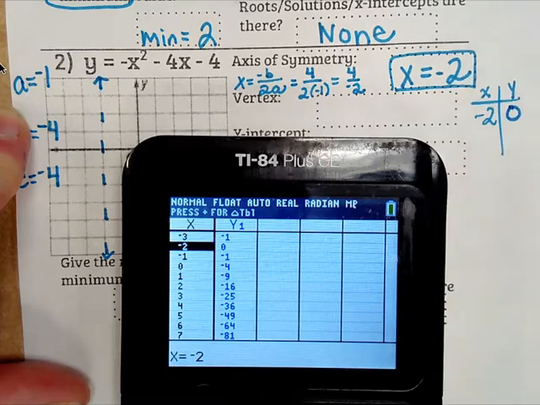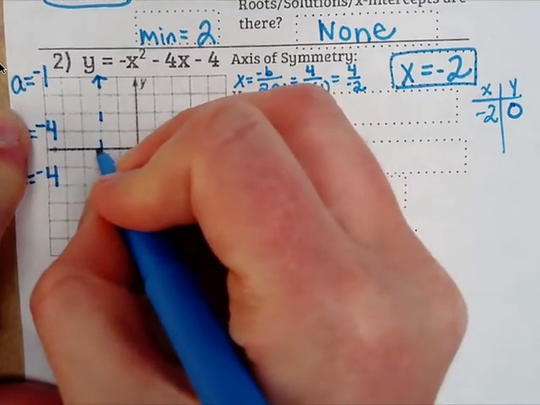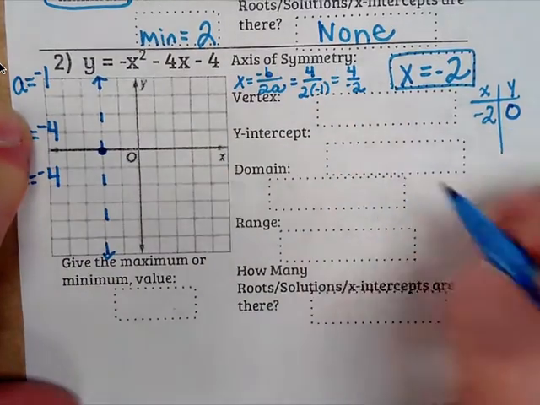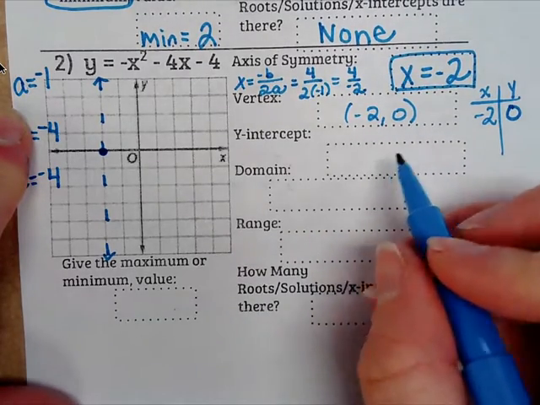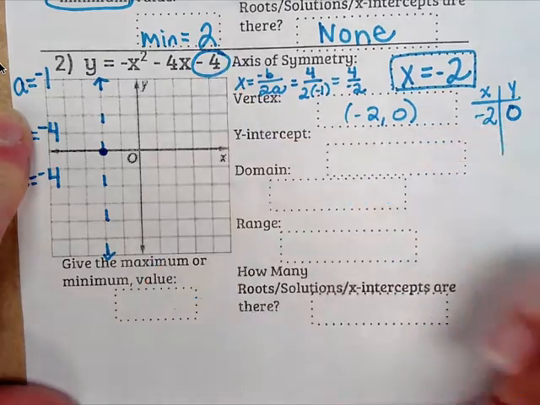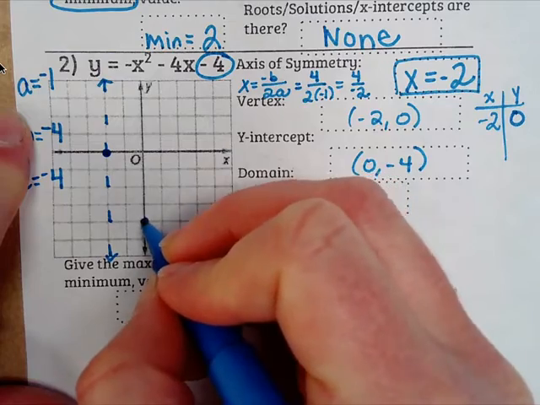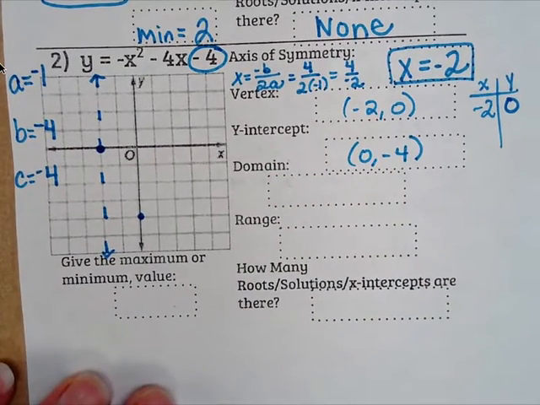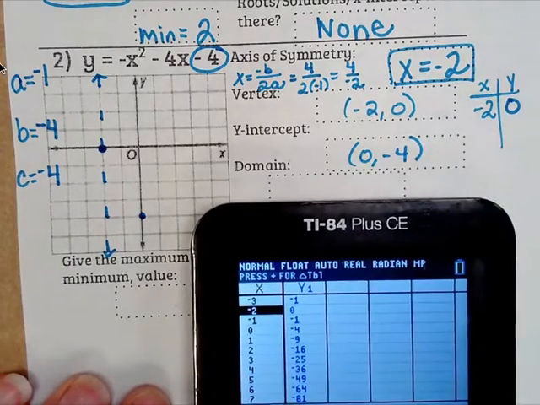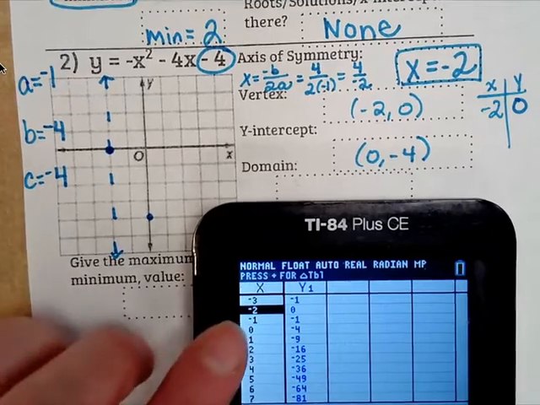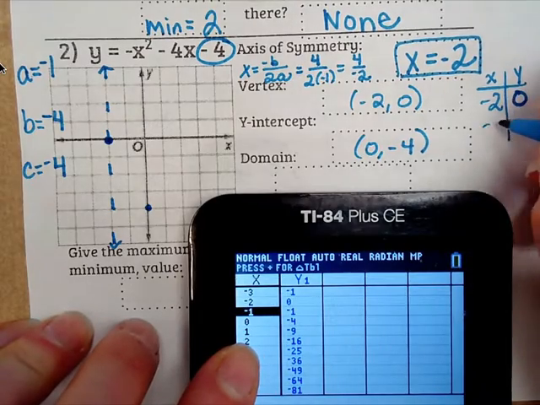All right, so I'm going to go ahead and look at it with you now. So negative 2, 0 is the vertex. The Y-intercept comes from the C. So it's 0, negative 4. We need a couple more points, right? So let's find, here's my vertex. So I want to find the next one. So that's at negative 1, negative 1.